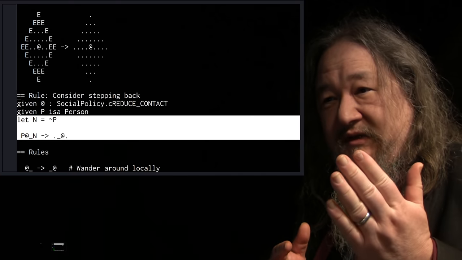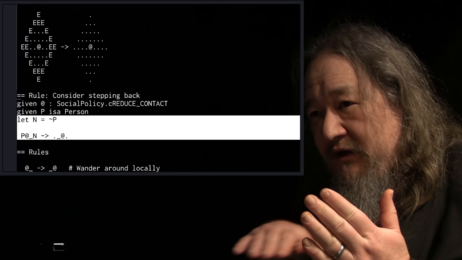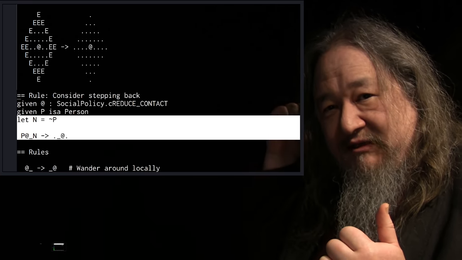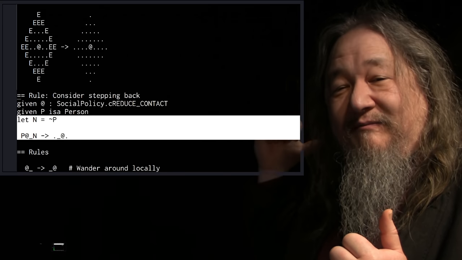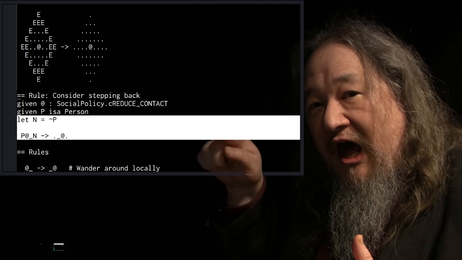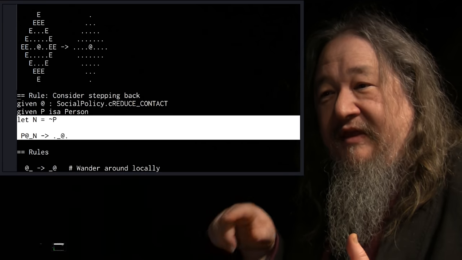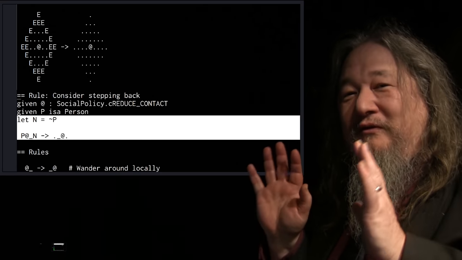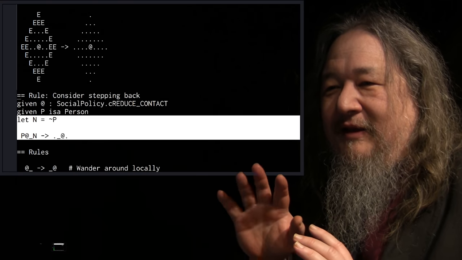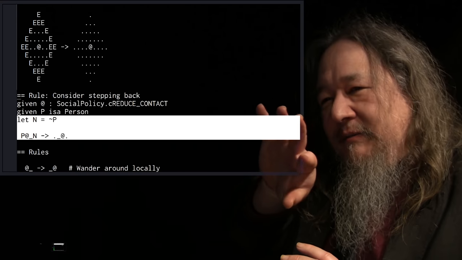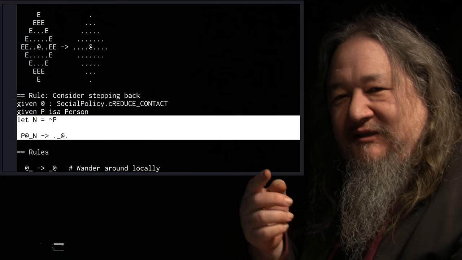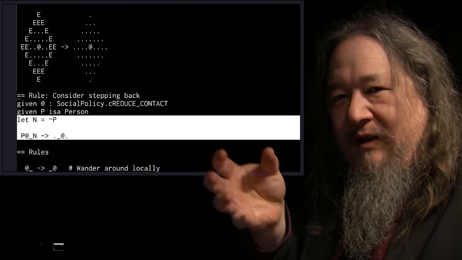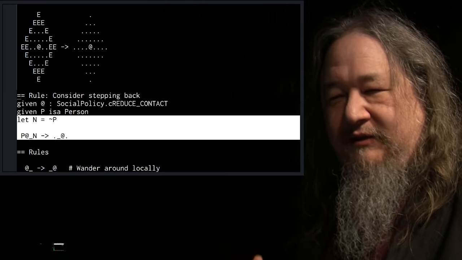Okay, so if there's a person next to me, and then there's me, and _ means empty. So if there's an empty spot behind me, and then behind the empty spot there's something that's not a person, then step back. Just move away a little bit. And these rules, by default, are set up so that it doesn't necessarily mean it's only in one direction. The rule might apply vertically or it might apply rotated and so forth.